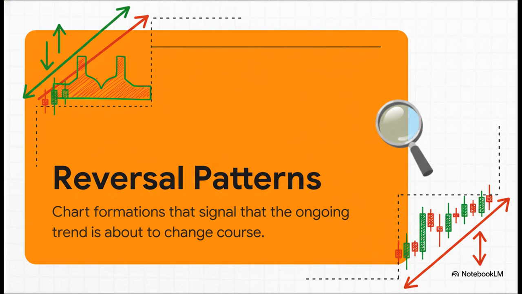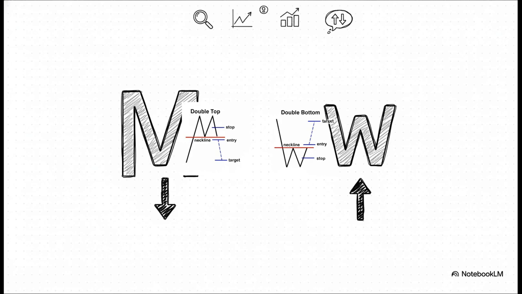Well, if you see a strong uptrend that suddenly starts forming one of these patterns, that's a huge warning sign. It's telling you the momentum is dying and the price might be about to head down. And on the flip side, if you spot one at the very bottom of a long downtrend, it could be that first glimmer of hope that a recovery is just around the corner. Let's look at a couple of classics.